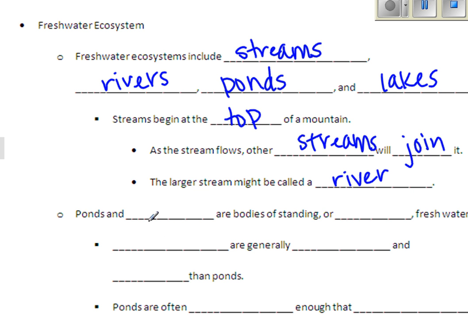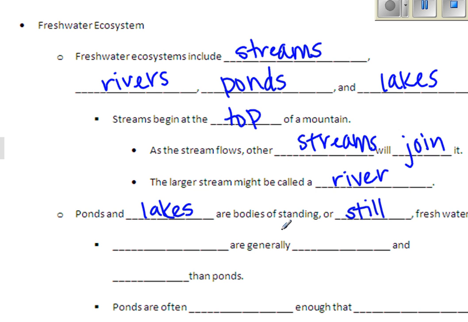Now, ponds and lakes are bodies of standing or still water. Okay, so sometimes you might hear still water. Well, that's like standing, like a pond or a lake. It's contained and it's not running like a river. It doesn't really go anywhere. Okay, and it's still considered fresh water.